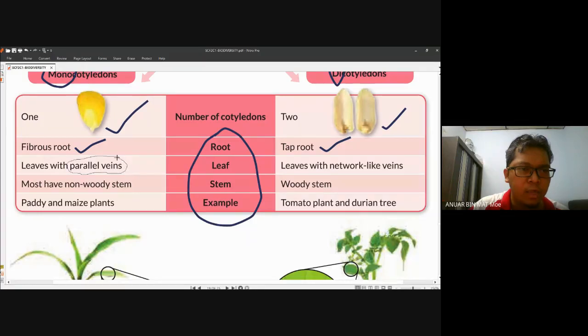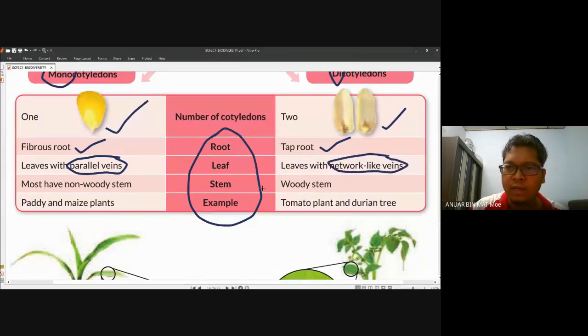Leaf with parallel vein in monocotyledon, and then for dicotyledon, network-like vein for the leaf. Okay, so how about the stem? Stem is, what I said earlier, the hard parts or the wooden parts of the plant. For monocotyledon, it doesn't have a woody stem, or most have non-woody. We call it non-woody. And then for dicotyledon, usually it has a wooden or woody stem.